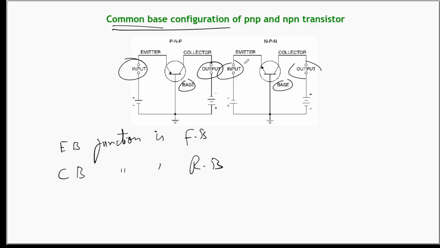Same thing also holds good in this case. Emitter is made up of n-type material, it is connected to the negative terminal of the battery. Collector is also made up of an n-type material and it is connected to the positive terminal of the battery, and base is grounded.